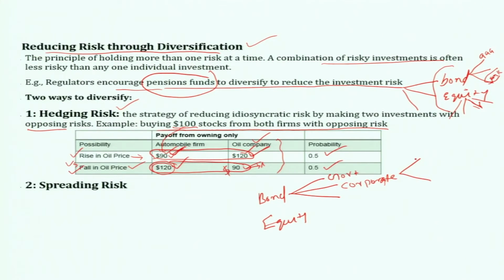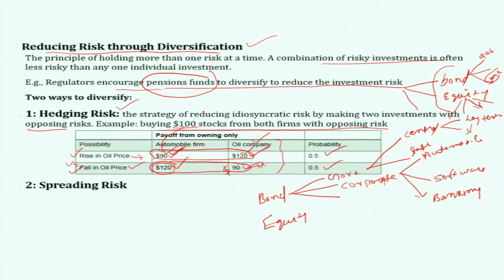choose two unrelated firms. For example, instead of an automobile firm and an opposing-risk oil firm, let us see the software industry, then the banking industry. Those are seemingly unrelated sectors. That means even within corporate, you choose different sectors that do not have opposing risk. Similarly, for government, you take central government, state government, long term, short term.